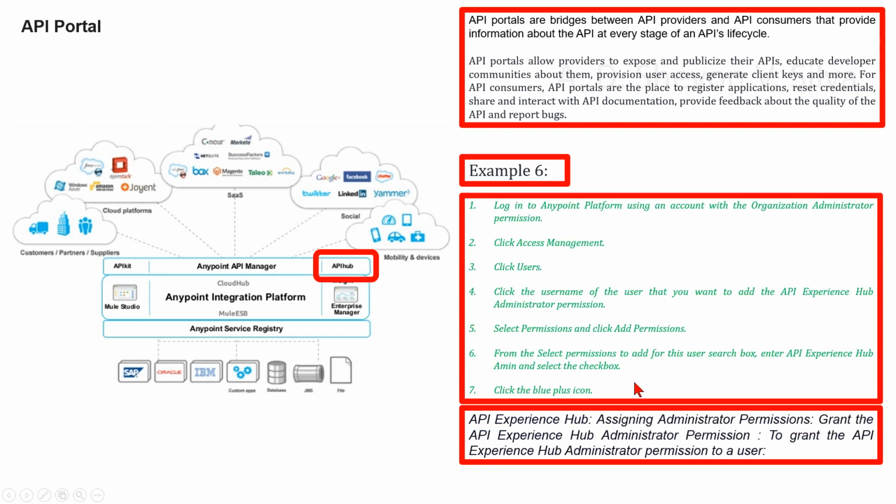Now we are considering granting the API Experience Hub administrator permission, in assigning administrator permission in API Experience Hub. The organization administrator and API Experience Hub administrator can perform all of the functions to create the portal. Only the organization administrator or an existing API Experience Hub administrator can grant a user the API Experience Hub administrator permission.